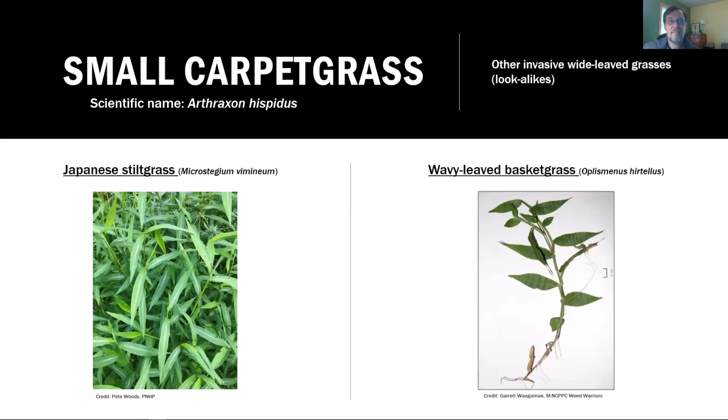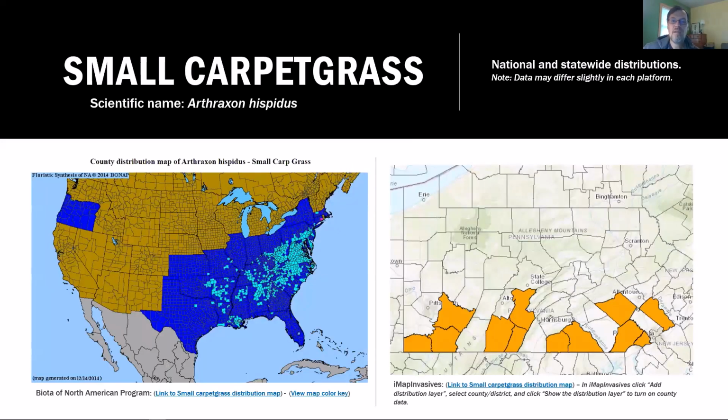Next slide. So as I said, this one is just getting into the area from the south, and I haven't seen it anywhere in northern Pennsylvania, just the few rows of counties on the south there. But it seems to be spreading quickly from what I've seen. I never saw it at all until just a couple years ago, and now it's popped up in several places.